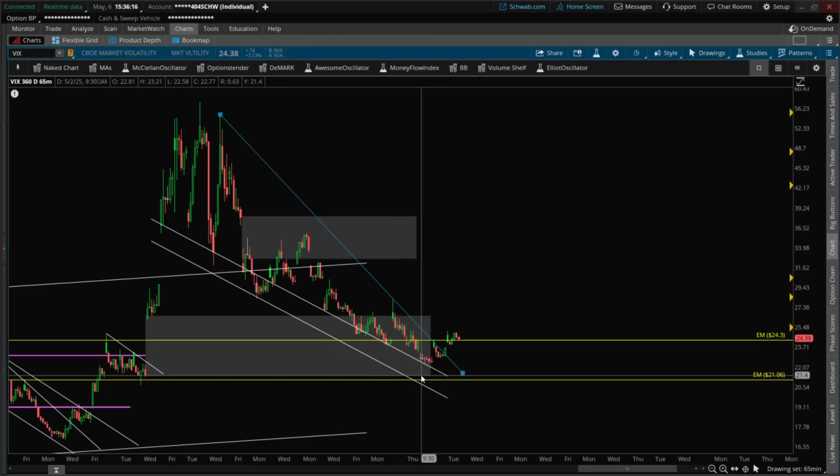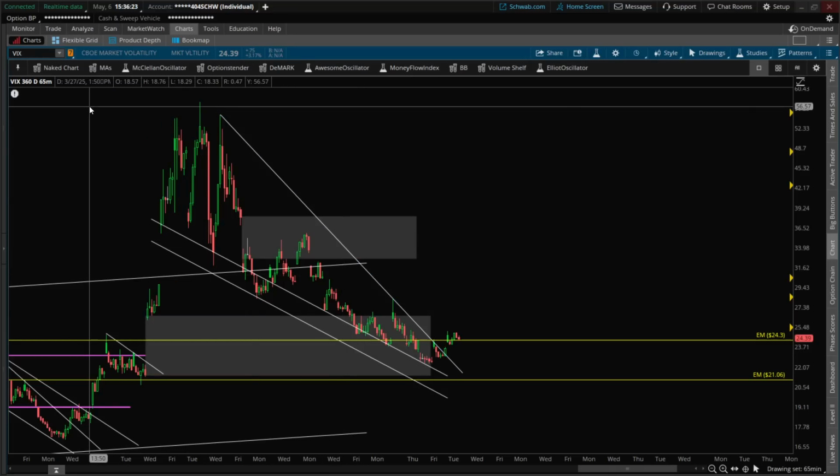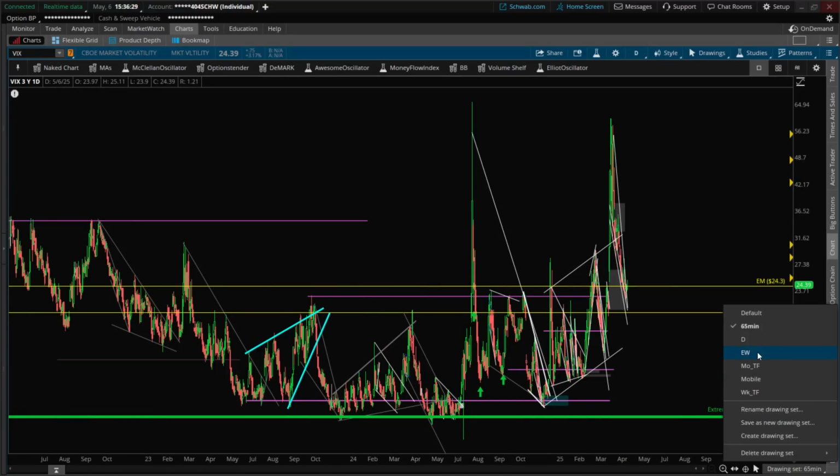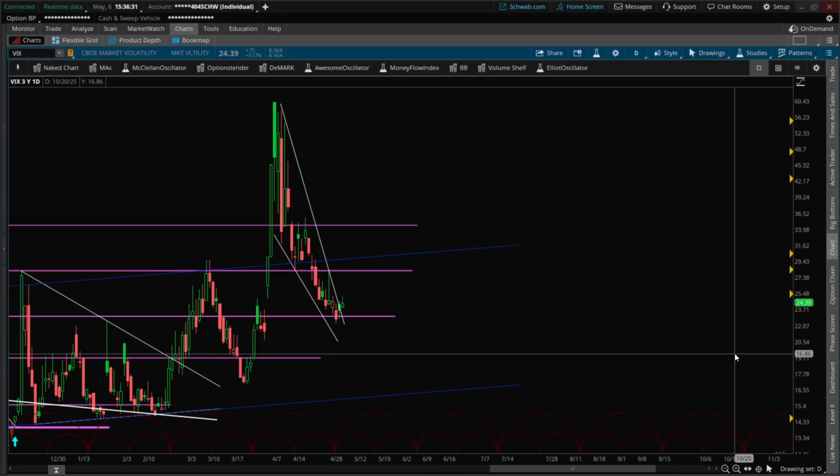But the gap, it's bullish if this gap doesn't close. I thought we might have seen the gap close. We'll see what happens. FOMC is going to say it all. And let's go to the daily.